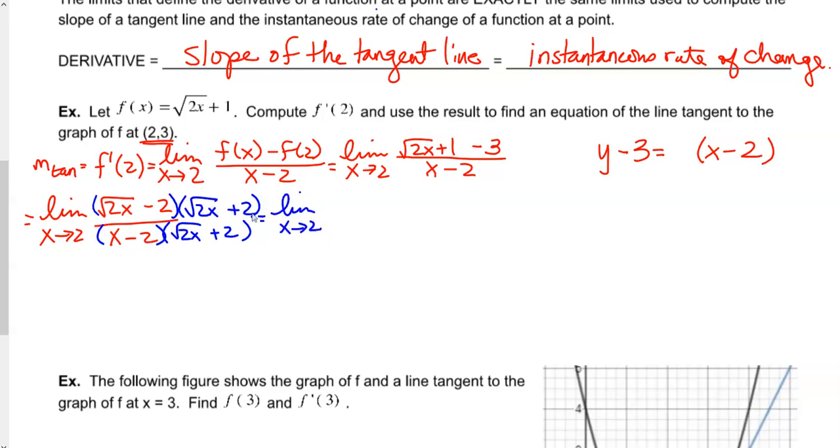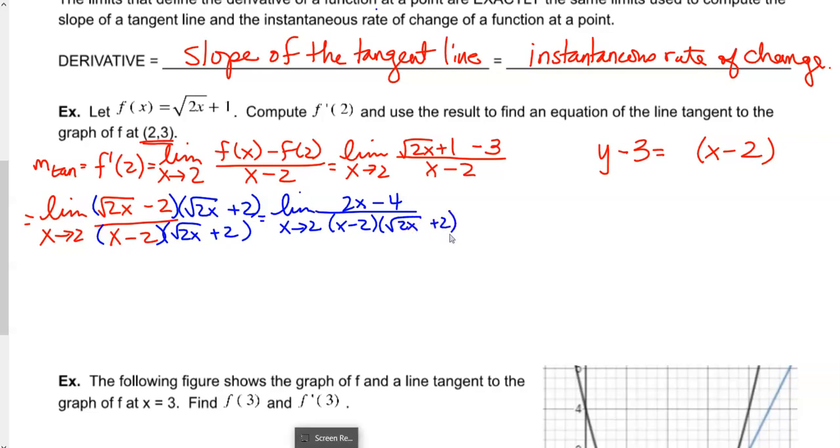Now the top becomes a difference of squares. You can FOIL, but the outside and inside are going to cancel. So I multiply square root of 2x times square root of 2x, which is just 2x. Outside is going to cancel with the inside, so then I need the last term, which is a minus 4, all over x minus 2 times the square root of 2x plus 2.